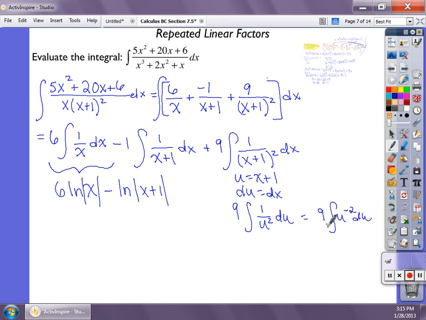Add 1 and divide, so we'll end up with minus 9 times 1 over u, which is, in this case, we said x plus 1. And then we have plus c. And that's our final answer there.